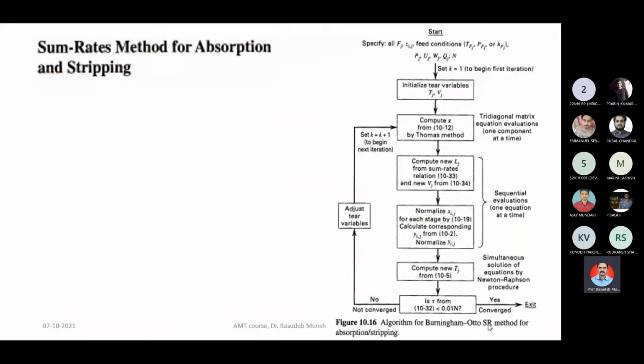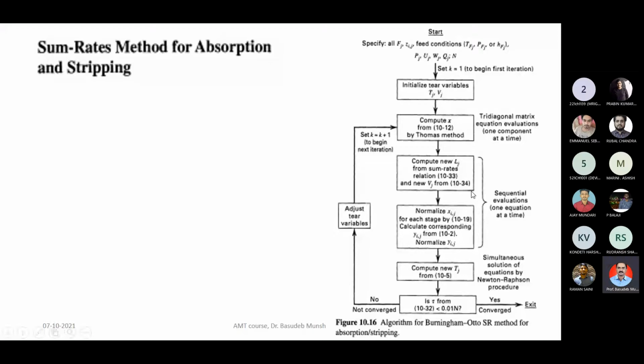In the last class, I started discussion on sum rates method for absorption and stripping. There I have discussed this flowchart in detail, and I told you that we modify Lj using the sum rate equation. It has no basis. Arbitrarily, it was considered, and after using, people have seen the success of this method. Hence, it was adopted as the standard method for designing a distillation column or absorption column system.